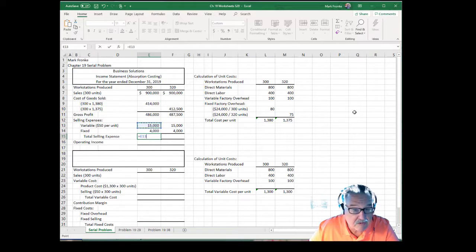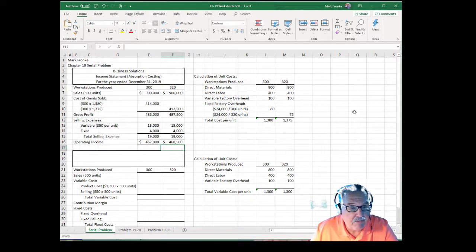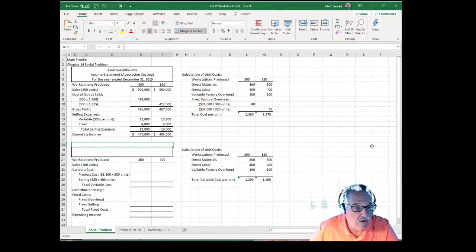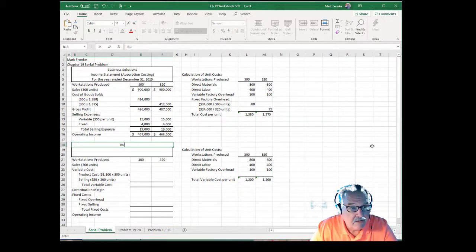So our total selling expense in either scenario is going to be the same because it's based on what we sold. And so our operating income, which is the gross profit minus the selling and administrative, is $467 if we manufacture 300 and $468.5 if we manufacture 320. Again, we're not selling more, we're just making more. But where we're going to see the change is when we do our variable cost income statement.